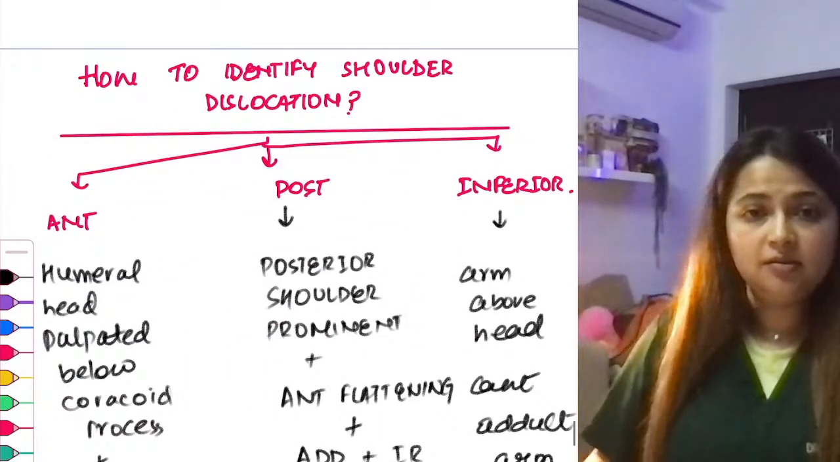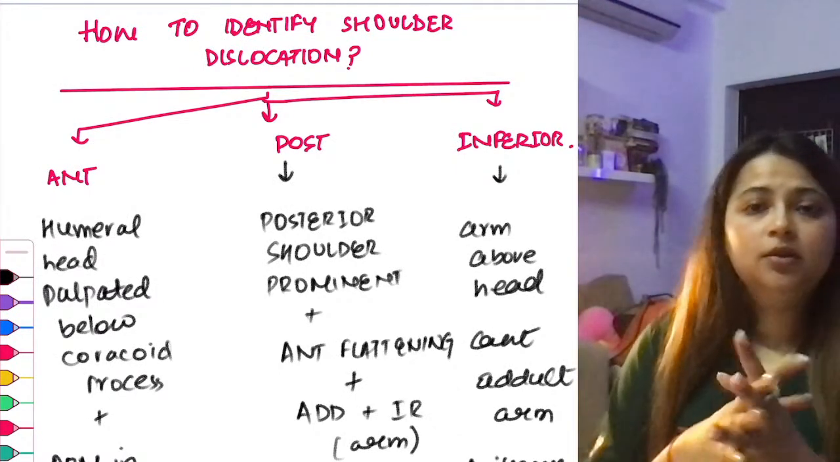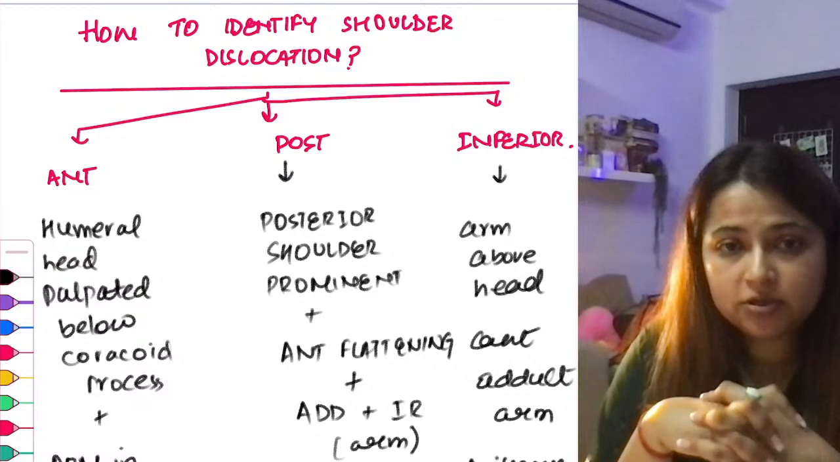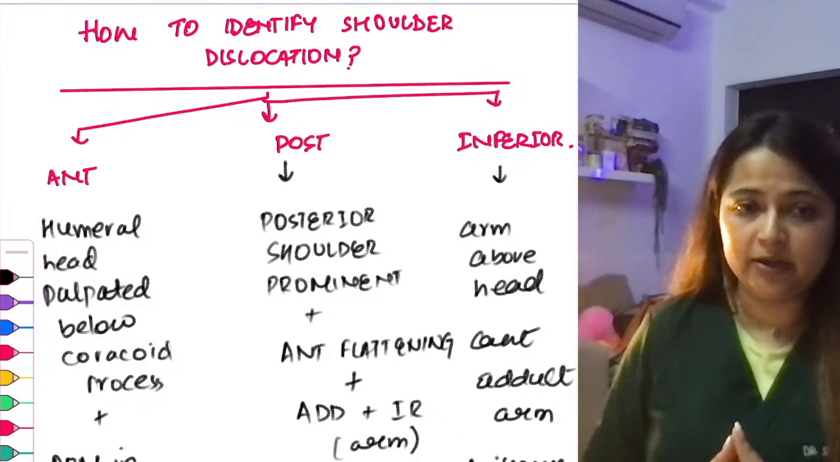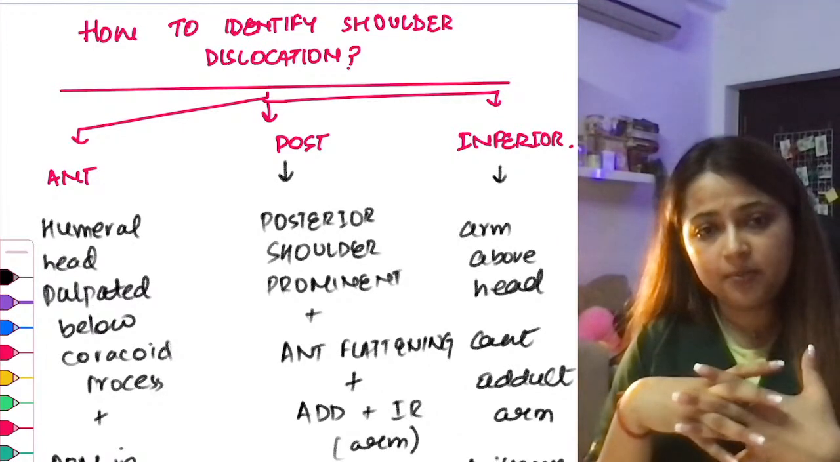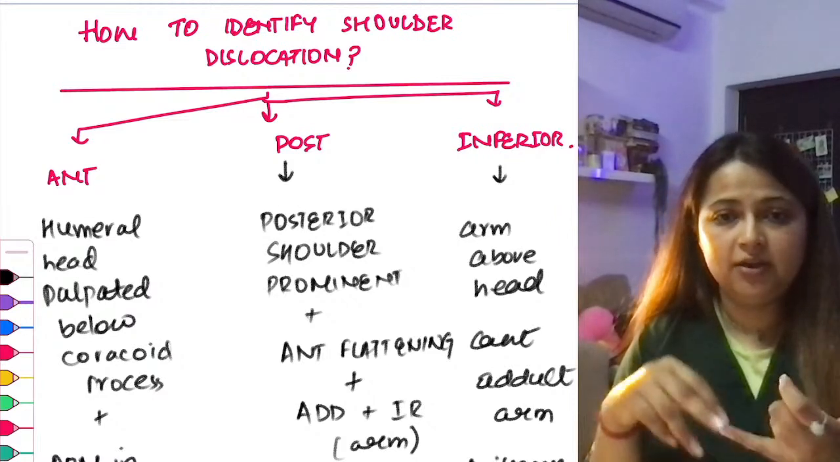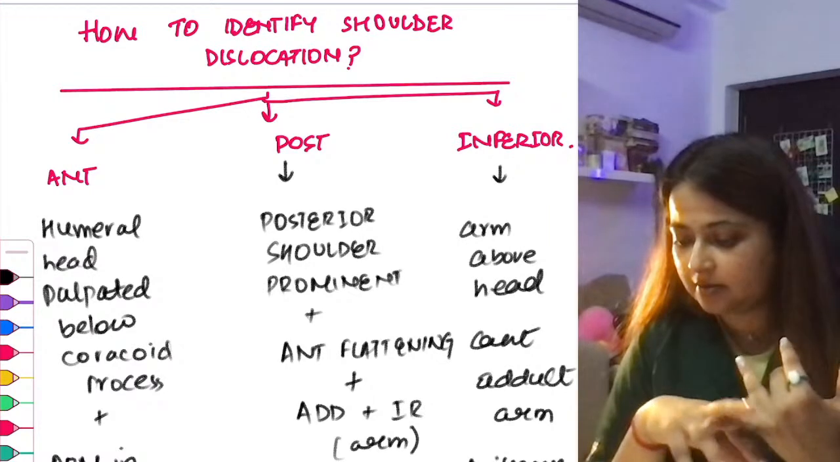Moving on. This is very, very important, the flowchart that I have written here: how to identify the shoulder dislocation on the basis of the posture. Supposing the patient is coming to you in the hospital, in the ER. Just by looking at the posture of the patient, how would you identify whether it is anterior, posterior, or inferior dislocation of the shoulder? Yes.